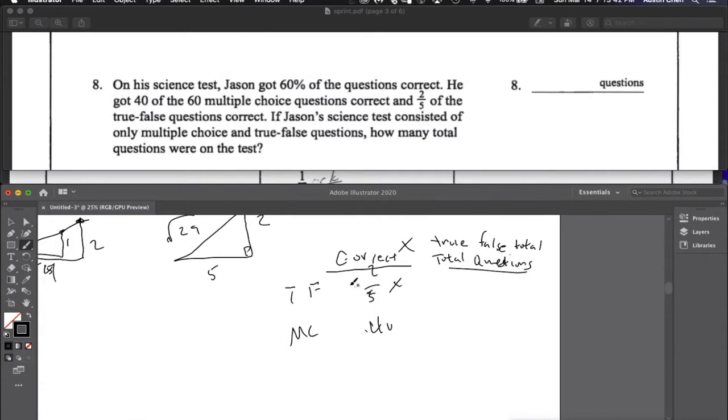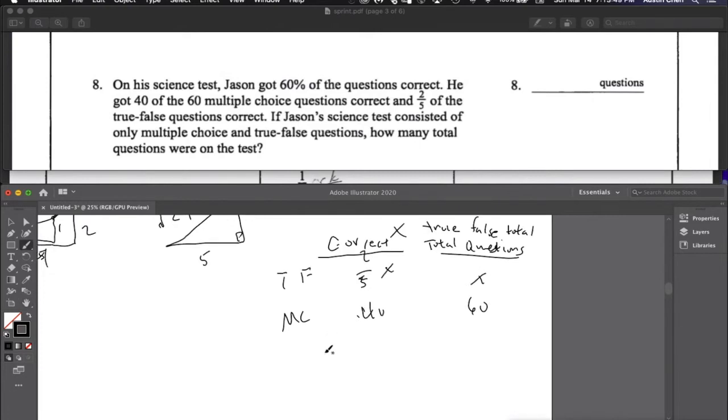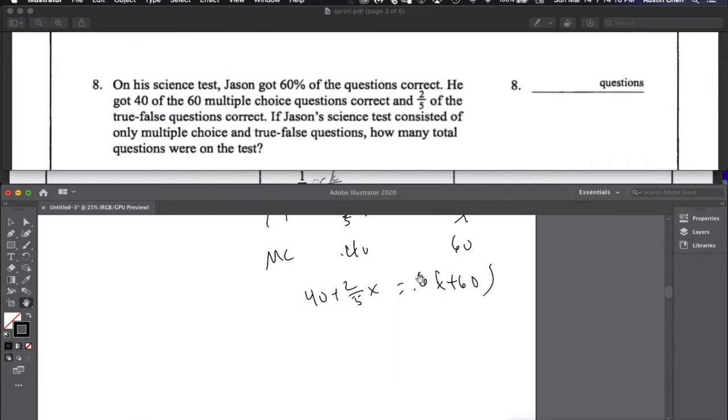For total questions, true-false was X and the multiple choice total was 60. So our correct is going to be 40 plus 2/5 X, and our total questions is going to be X plus 60. Jason got 60% of the total questions correct, so this times 60%, or 0.6, is going to equal how many he got correct. Then you just want to solve this.